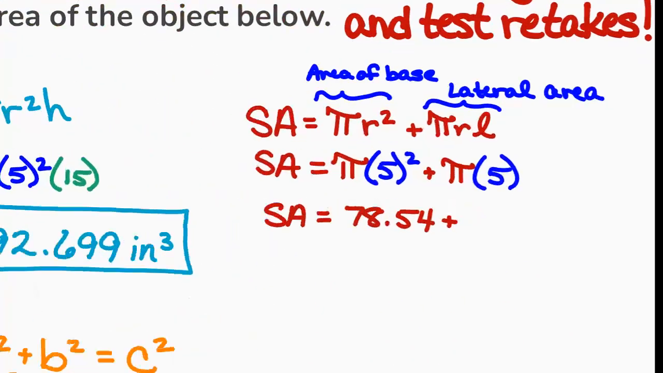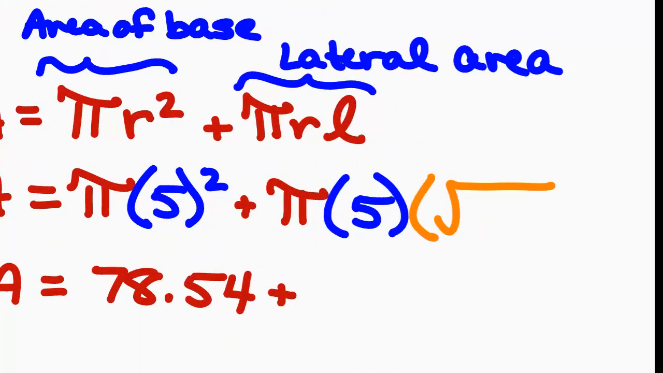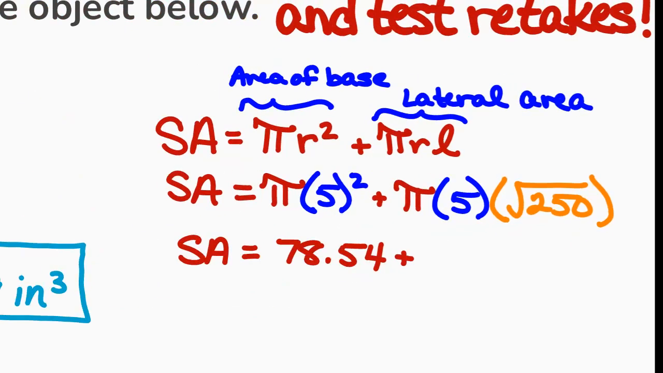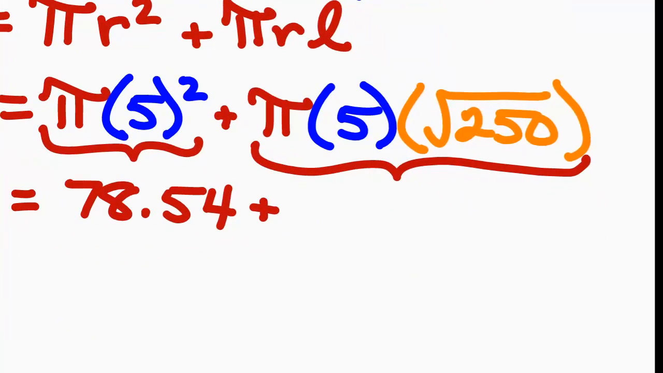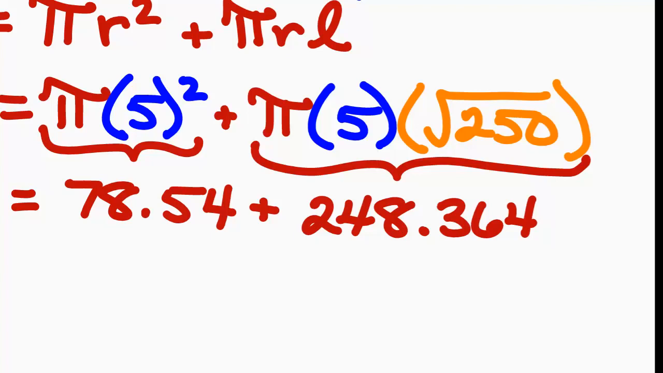We're going to take that and substitute it in up here. Square root of 250. And then when we take that and put it into the calculator, pi times 5 times square root of 250, what do we get? 248.364. What comes after the 4? A 7. So my 7 is going to round my 4 up to a 5. So 248.365 for the lateral area.